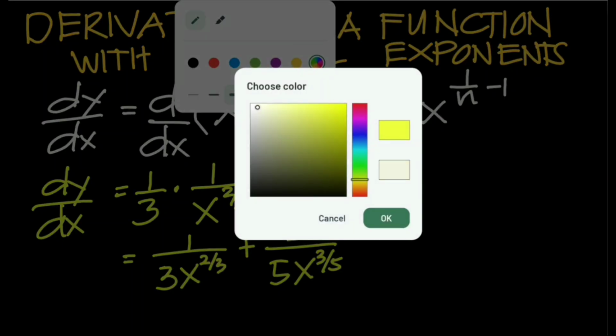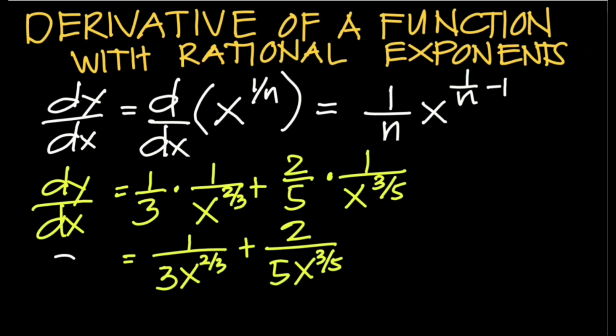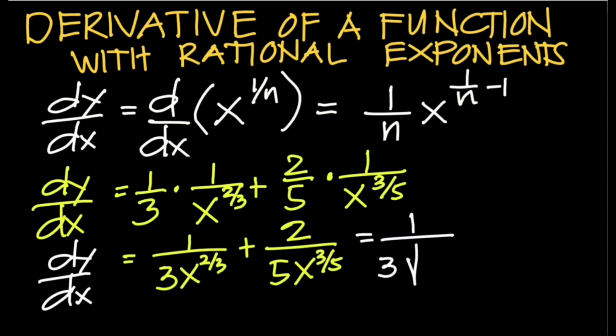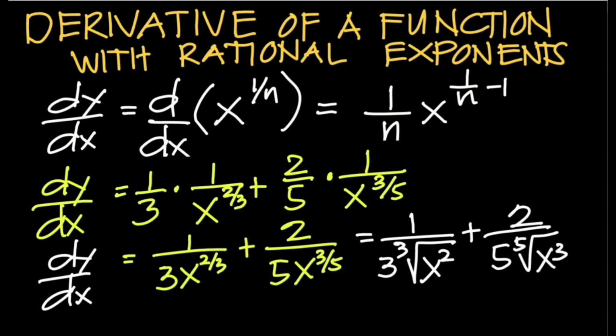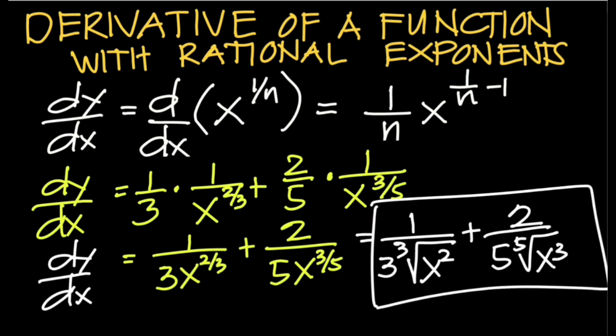Then we can simplify this further. So this is just 1 over 3 cube root of x squared plus 2 over 5 fifth root of x cubed. So this is now our final answer.